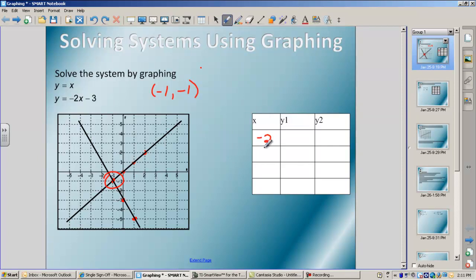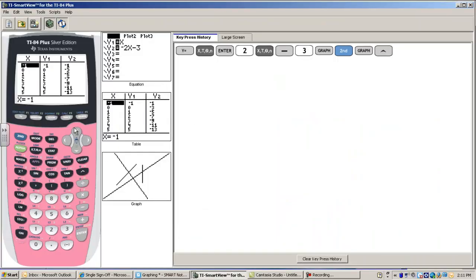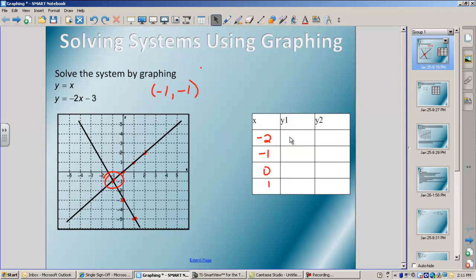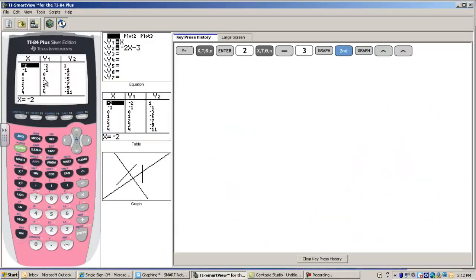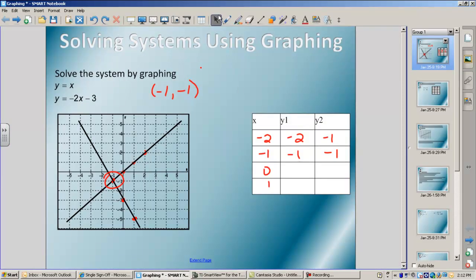And so we're going to do negative 2, negative 1, 0, and 1, and we're going to fill in what it says on our table over here. So when x is negative 2, y1 is negative 2, and y2 is 1. And so over here, this is negative 2, and this was negative 1. We already saw that at negative 1, it was negative 1 and negative 1. And then when you look at 1, it's 1 and negative 5, and then at 2, it's 2 and negative 7. Need to correct that. This should be a plus 1. So this is 1 and negative 5, and this one becomes 2 and negative 7.